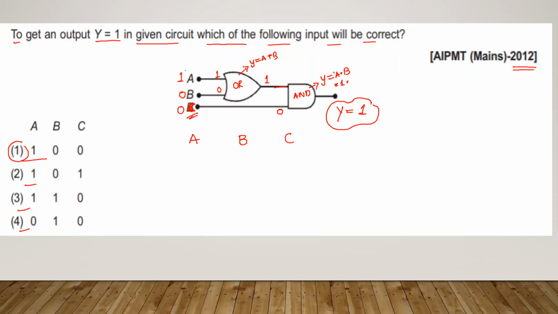What is the other input? This one is input 1 and input 2. So what is the second input? 0. So our answer will be 0. But what we want is the answer as 1. So our first option is wrong.